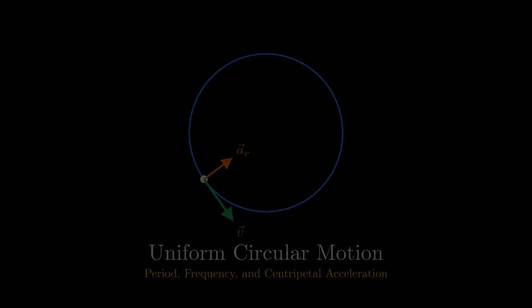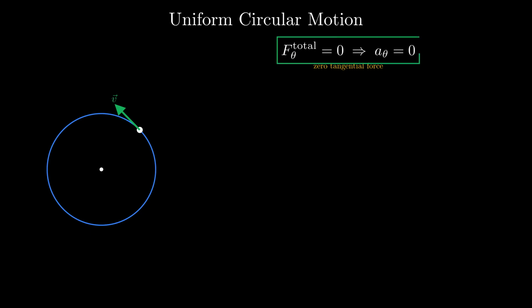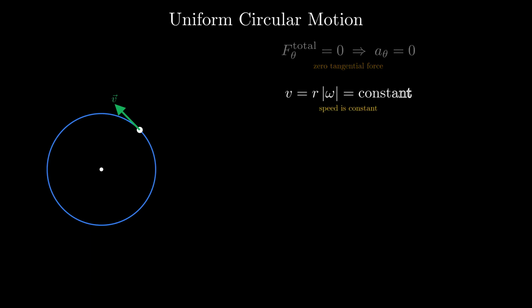into a circle. Suppose the object is constrained to move in a circle, and the total tangential force on it is 0. Then by Newton's second law, the tangential acceleration a_θ is 0. With no tangential acceleration, the magnitude of the velocity, the speed, stays constant. This special case is called uniform circular motion.